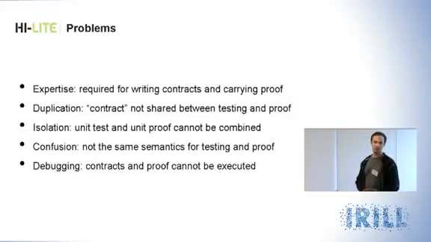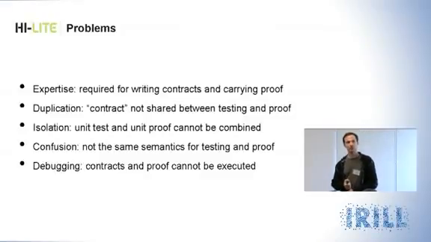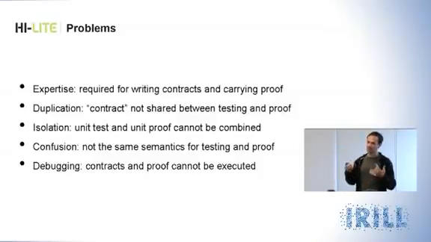And we start with the problems. So there are some problems with the approach that Airbus has taken with unit proofs. And these are the following. First, it requires a certain expertise to write the contracts I showed you, which are usually more complex than the small snippets I put in my slides. Because it's not code, it's some logical assertion in some logical mathematical language. And usually to carry out the proof, you need some expert knowledge of the prover also.